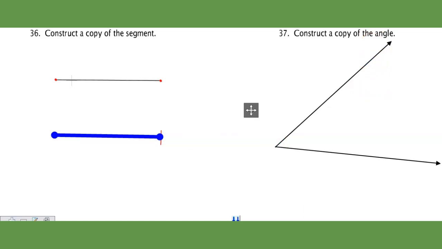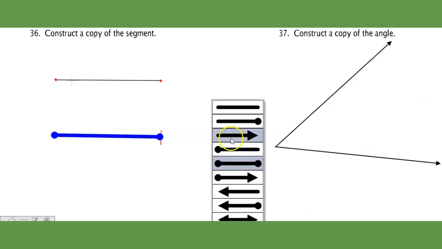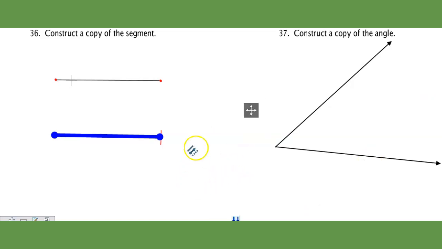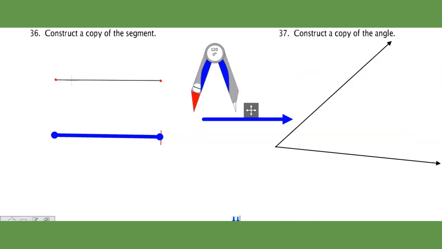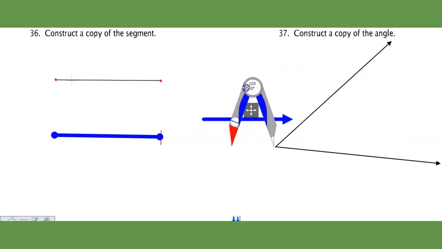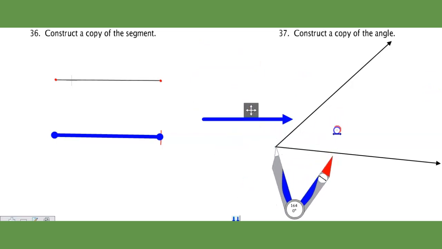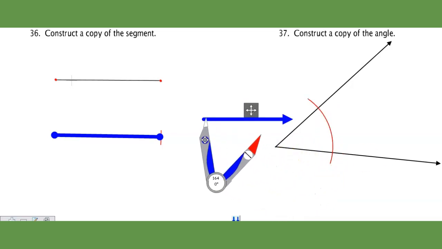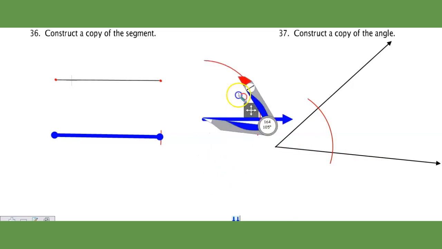Okay, next copy this angle. So again, we need to start off with a ray. Let's see here. I think I can do it right here. Let's try that out. There we go. And get our compass out. Move it around. Put the tip right there on the vertex. I'm going to draw an arc. I'm going to copy that arc onto mine, so without changing the width. Okay, there we go.